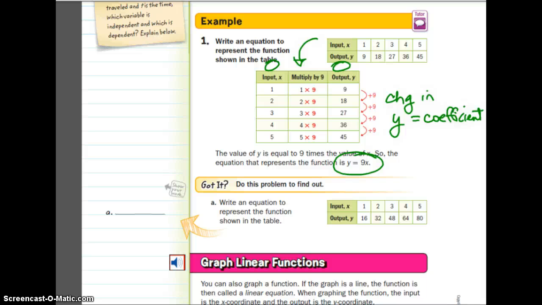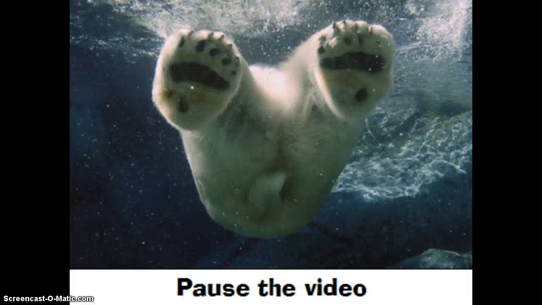Alright, your turn. And again, I like to write mine vertical so I see the change in y. So 1, 2, 3, 4, 5 for x, and 16, 32, 48, 64, and 80 for y. Look for your change. This is x, this is y. When you're done with that, check it out for 0, and that will tell you if you have a constant. So look for a coefficient, which is your change, and then see if you need to add anything. Pause the video.